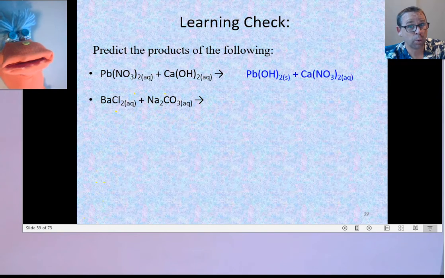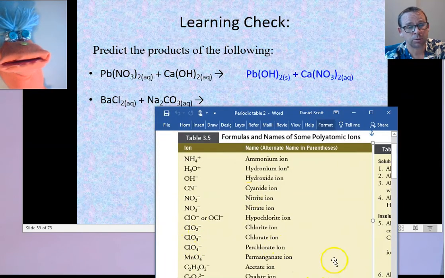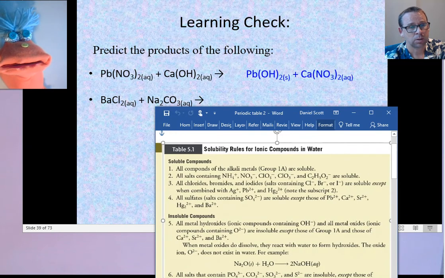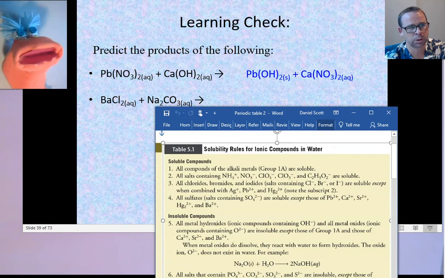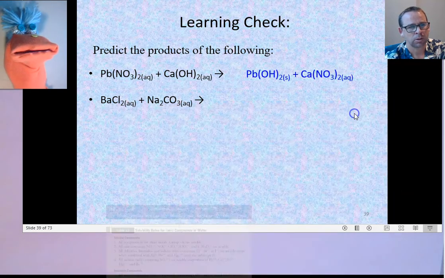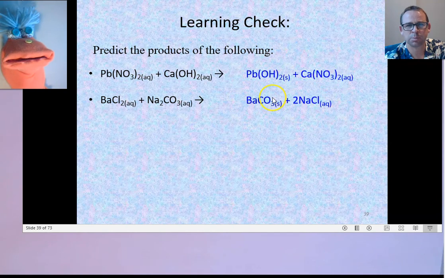Before I show you the answer though, let's predict if there's going to be an insoluble compound. Okay, so let's bring up our solubility rules here. Yeah, barium carbonate is going to be insoluble. Carbonates are generally insoluble, rule 6. Okay, very good. So we're going to get barium carbonate and sodium chloride. So this is also a reaction because it's a precipitate reaction, right?